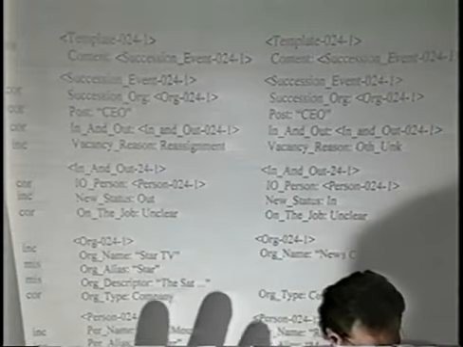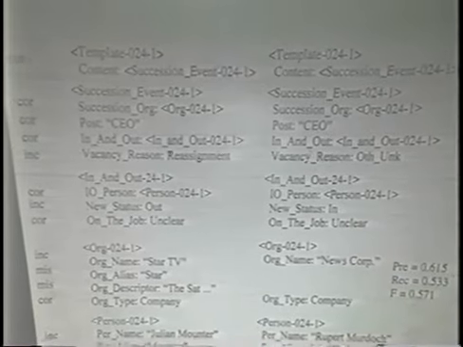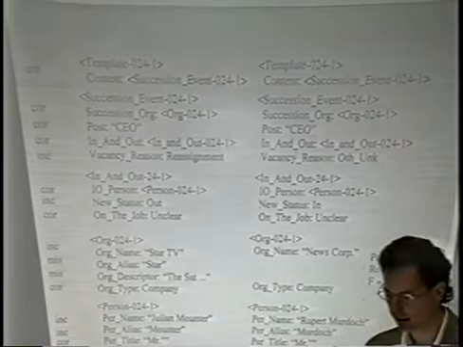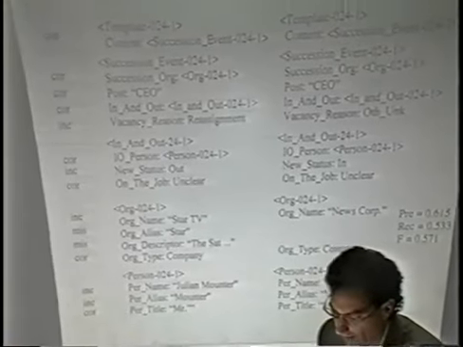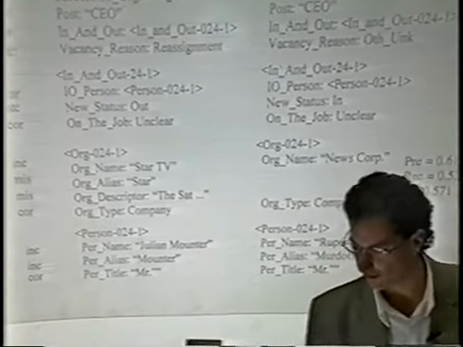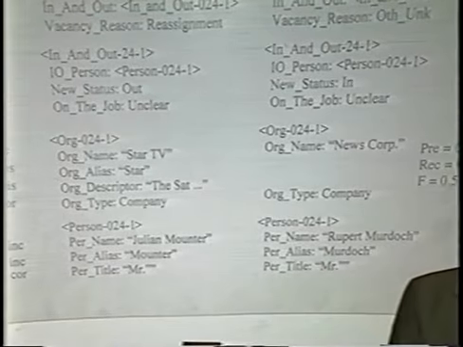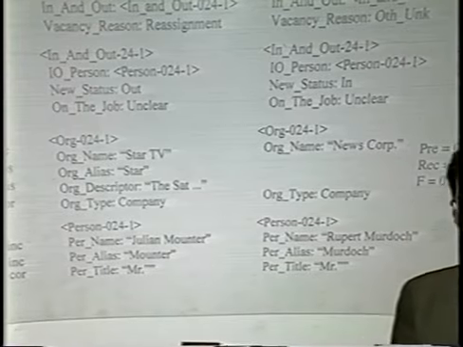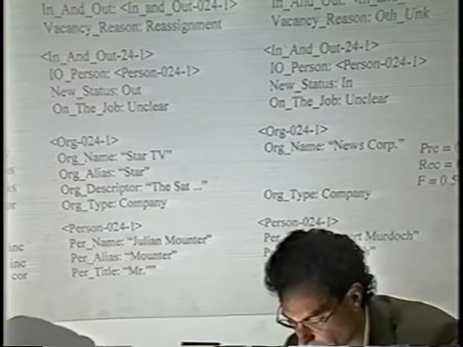So this is what happened. Recall that there's pretty loose criteria for aligning templates, right? So let's start at the bottom. Well, we're supposed to get Julian Mounter, but instead we got Rupert Murdoch, but in typical Wall Street Journal style, it referred to them both with the title Mr. So we get a point for that.